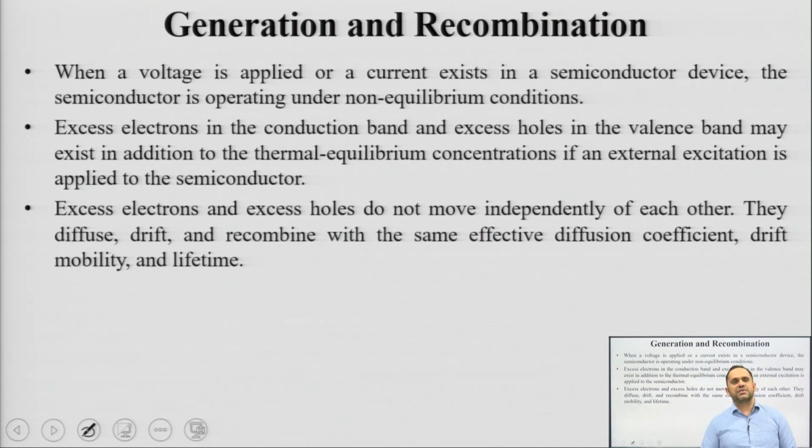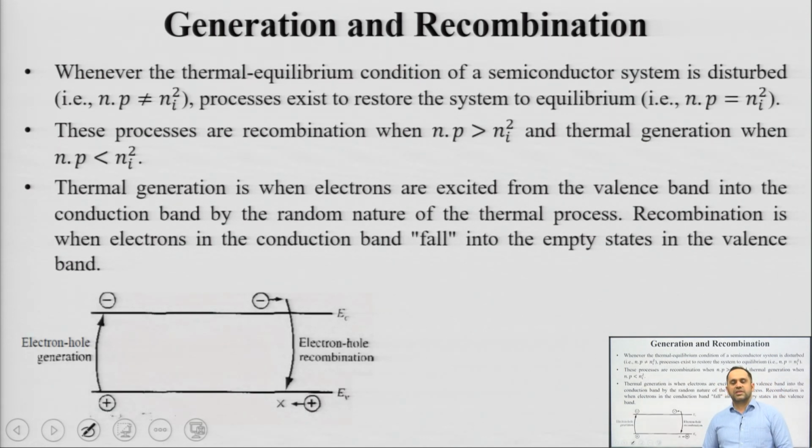The expressions which we have seen till now for carrier concentration are your equilibrium values. Under the influence of external excitation, we are talking about the non-equilibrium case. Excess electrons and excess holes are present in such a situation, and they do not move independently of each other. When extra electrons are created, it is quite possible that extra holes are also created at the same time. These excess carriers diffuse, drift, and recombine with the same effective parameters like diffusion coefficient, mobility and lifetime. Whenever the thermal equilibrium condition of a semiconductor is disturbed, the law of mass action is no longer valid.